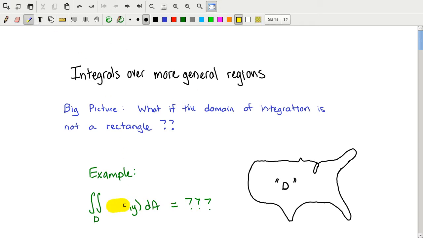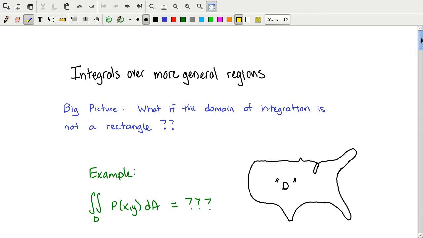But suppose, for instance, that we have a population function. That is the population density, people per square kilometer, as a function of space, and we want to perform an integral of that function over the domain consisting of the United States. That integral will give us the total population of the United States. However, this domain, D, over which we want to integrate, is not a rectangle.